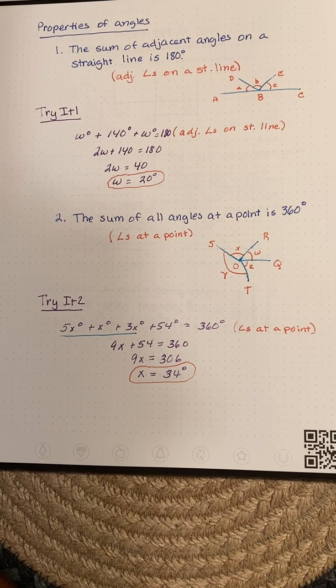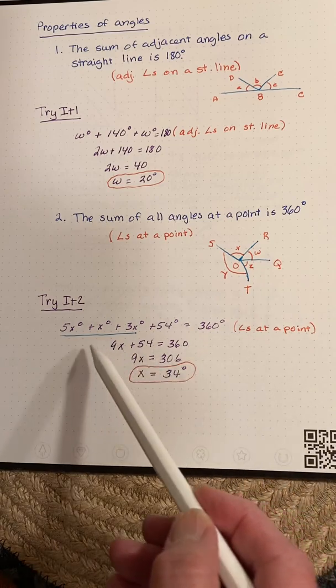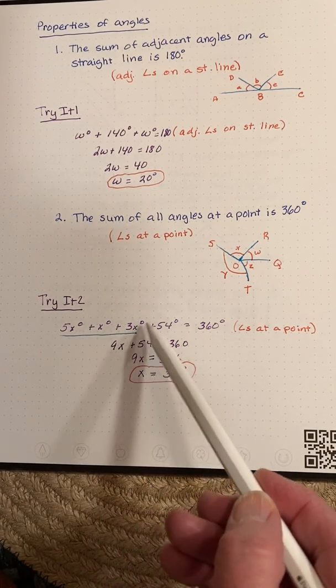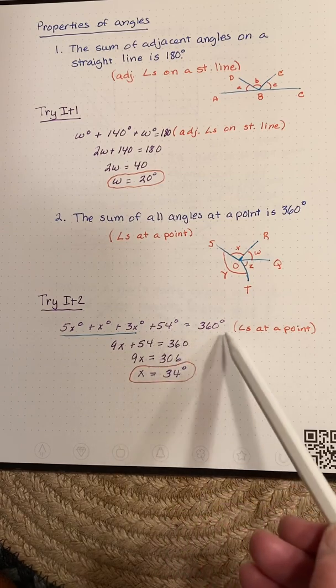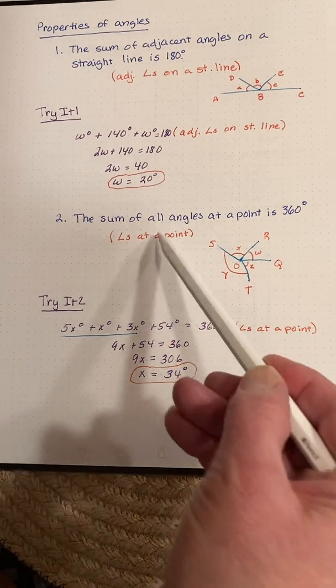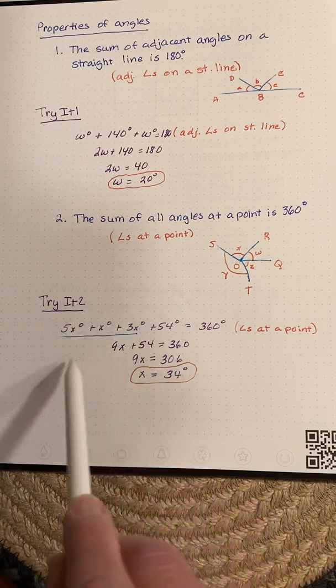In Try It 2 on page 189, again, I did not replicate the drawing, you'll have to look, it tells us to find the value of X in the diagram. I see that they go all the way around in the circle, so it's going to be this property. So I just line them up and go 5x degrees plus x degrees plus 3x degrees plus 54 degrees is 360. That is 360 degrees according to that rule, so that property, so you need to list it.